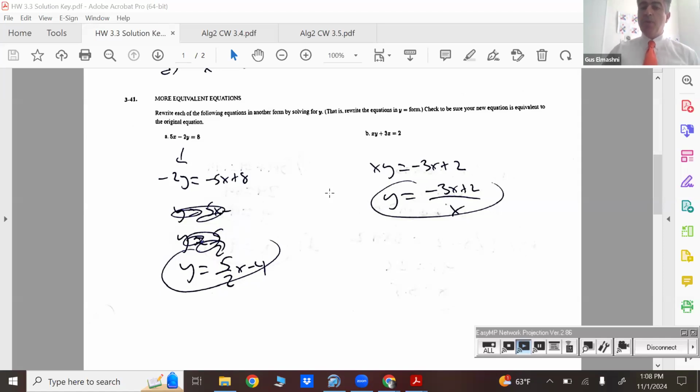Likewise with part B, move the 3x first, then divide by x. Because right now I have x times y. X is a coefficient of y, if you want to think of it like that. But move the 3x first and divide by x. So hopefully that's straightforward. Sadie, go ahead.